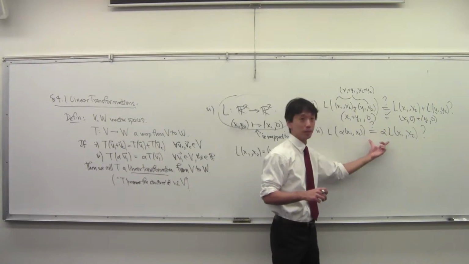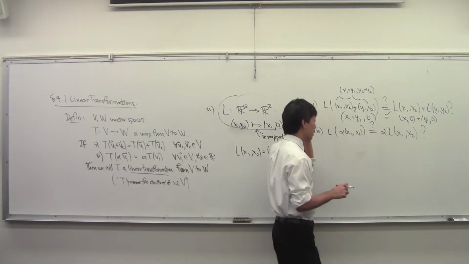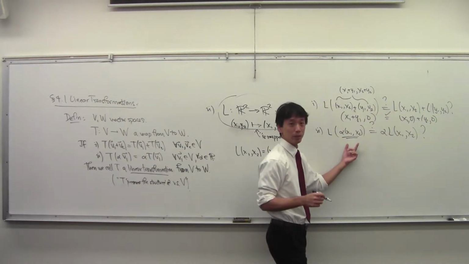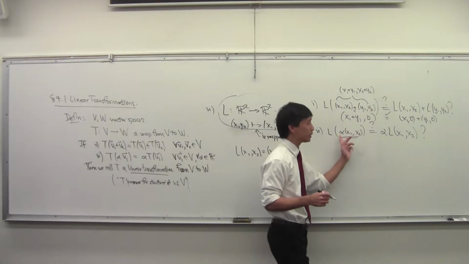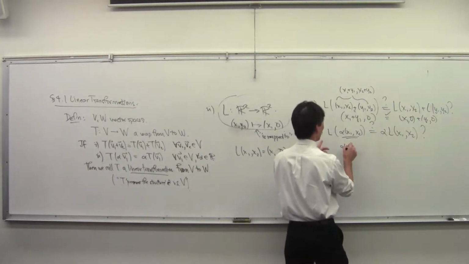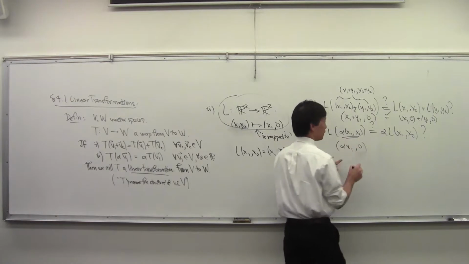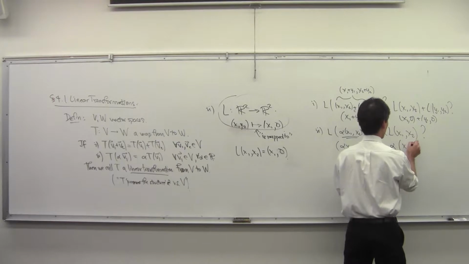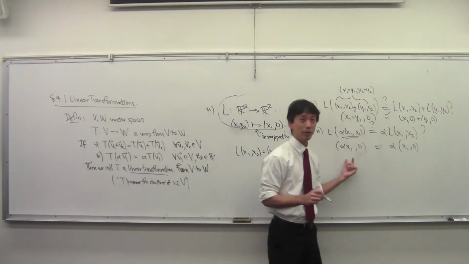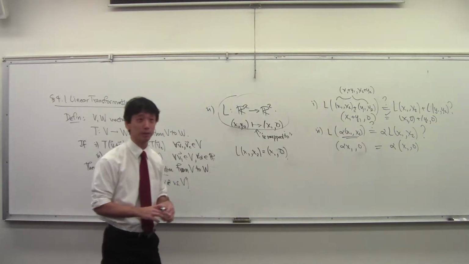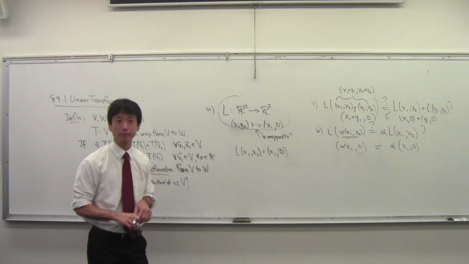Okay, the second one here. What's alpha times x1, x2? You take your vector and you scale it by alpha, what do you get? Somebody just say it. Devin? Alpha x1, 0? Yeah, this will turn out to be alpha x1, comma 0. And on the right-hand side, you get alpha times x1, comma 0. Alpha x1, comma 0 is the same as alpha times x1, comma 0. So this is a linear transformation also.